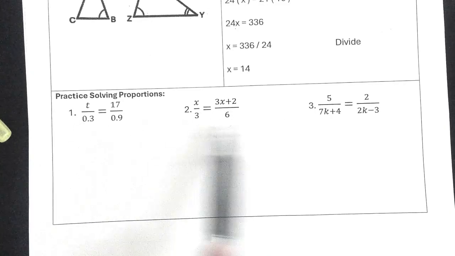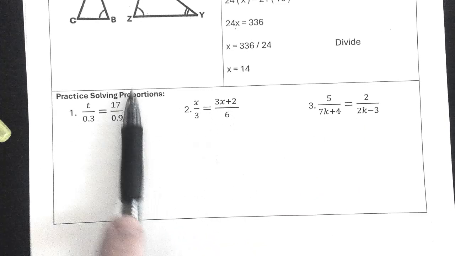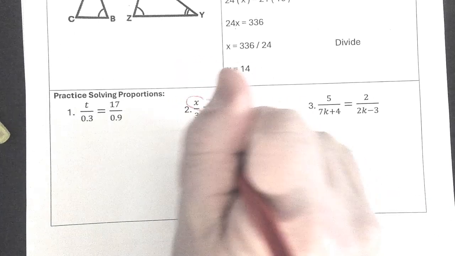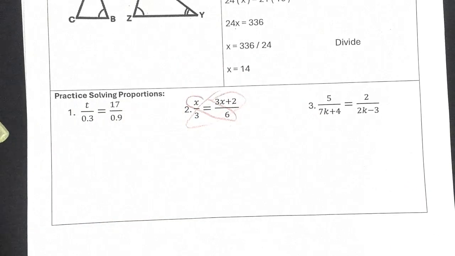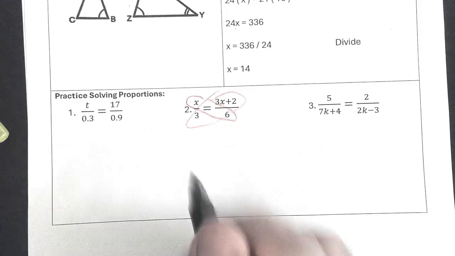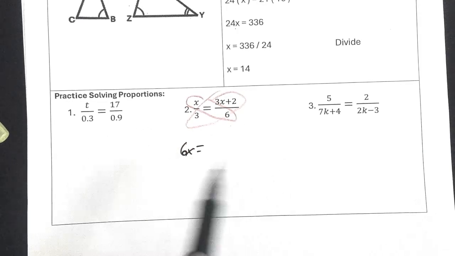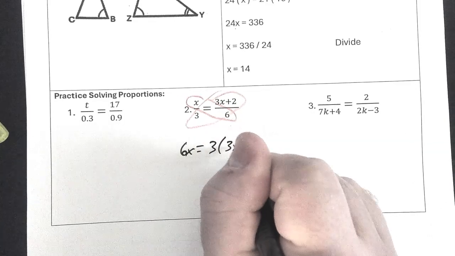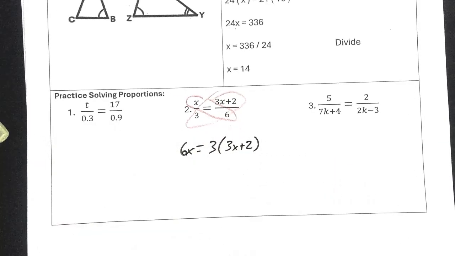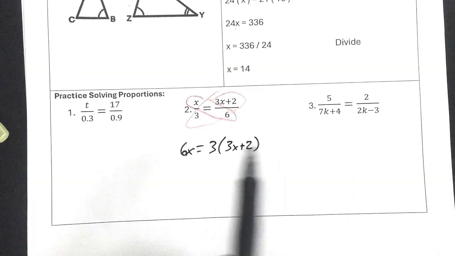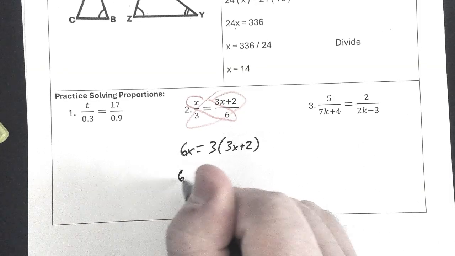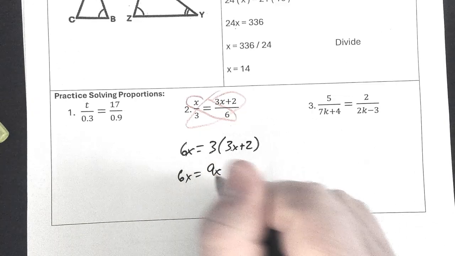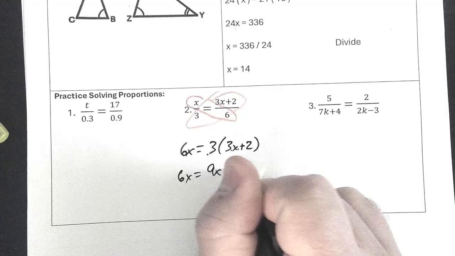This is pretty easy. This is just practice solving proportions. So you cross multiply, the butterfly method. Over here, 6 and X make 6X. I'm going to write this out so that I can show you just a little refresher in algebra. 6X comes down, and we have to distribute the 3. 3 times 3X is 9X, and then 3 times 2 is 6.